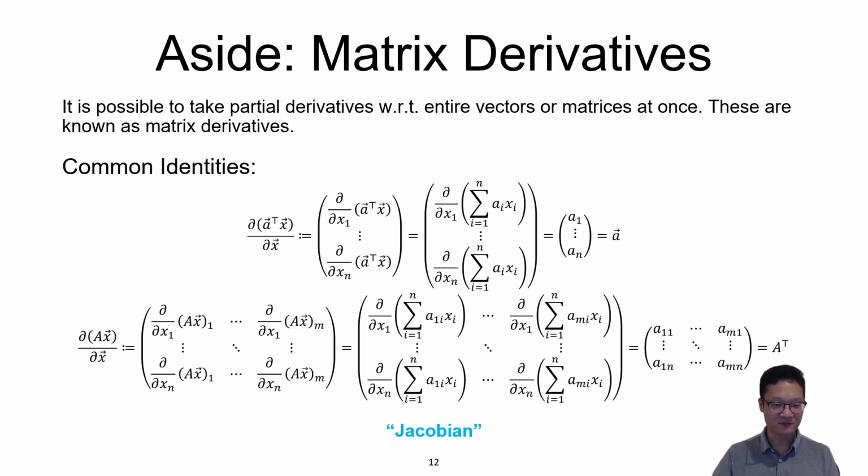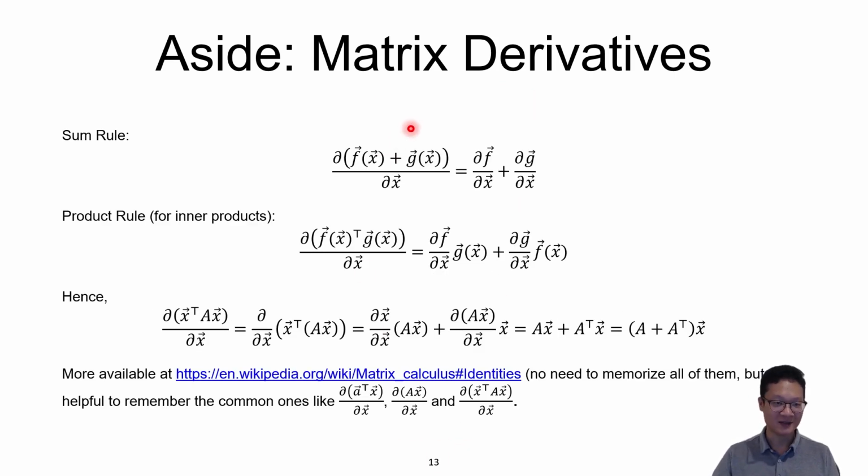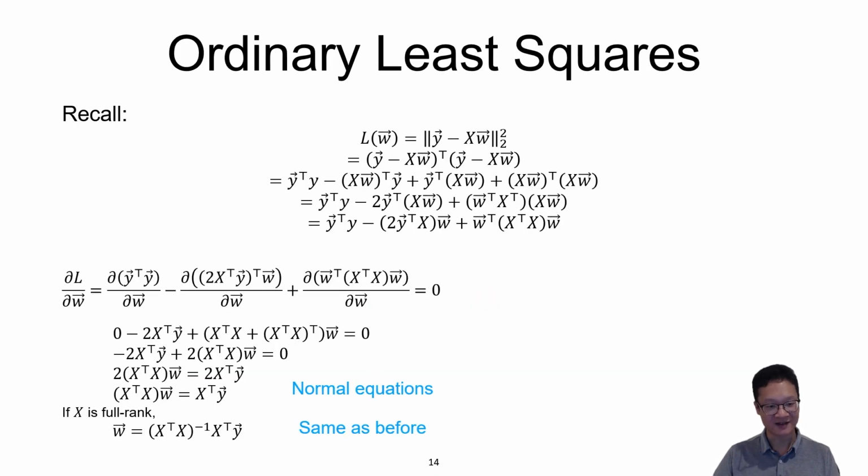So again, more matrix derivatives that we're going to be covering. And finally, after taking the matrix derivatives, setting the gradient to 0, we actually get the same optimal W. So all of this is coming up next time.